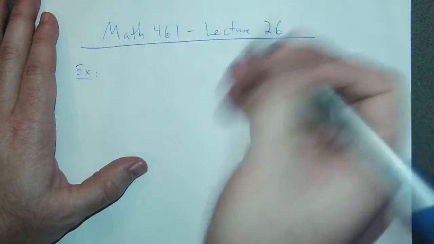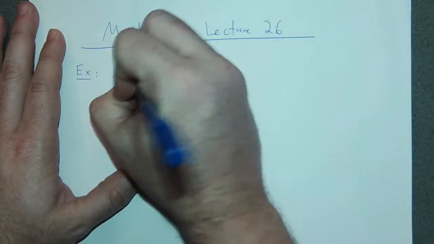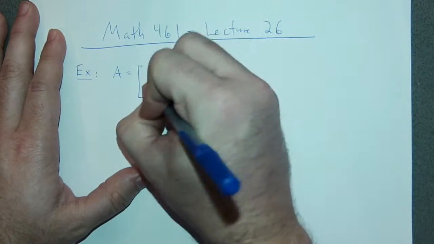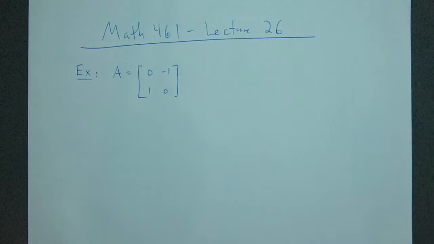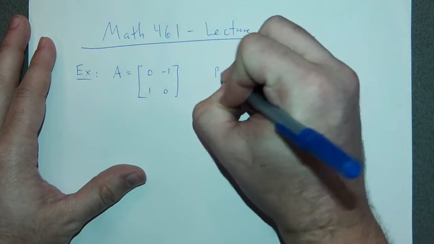Let's say A is the matrix 0, -1, 1, 0. Now, if I want to find eigenvalues and eigenvectors of this, what do I do? First I write out the characteristic polynomial.